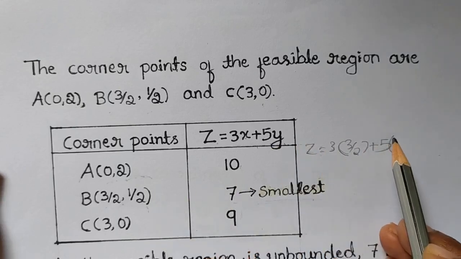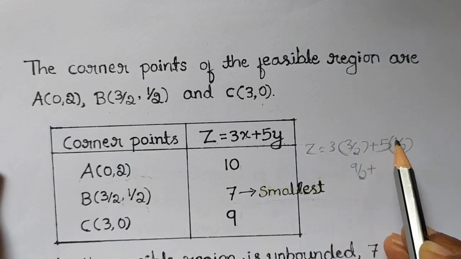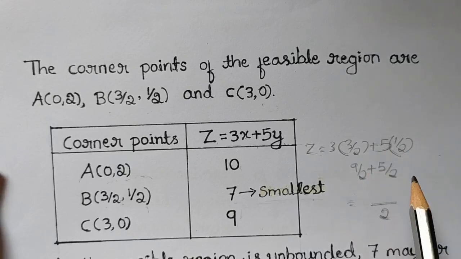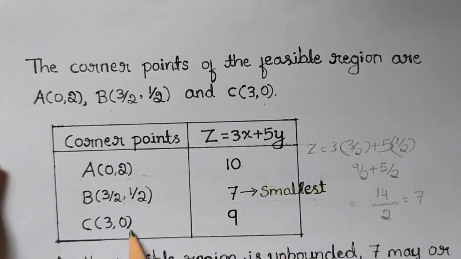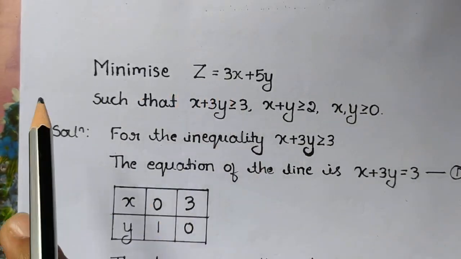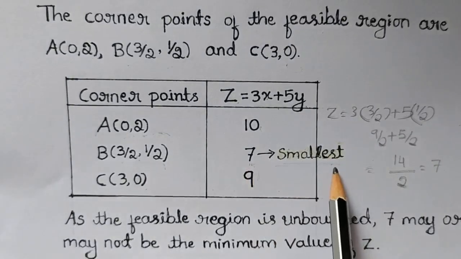which is 1/2. 3 into 3 is 9/2. 5 into 1 is 5/2. The denominator is the same, so the LCM is 2. The numerator will be 9 plus 5, which is 14. 14/2 is 7. Similarly, put x as 3 and y as 0 in this equation. We get z = 9. The question is to find the minimum value of z. Among these values, 7 is the smallest value of z.